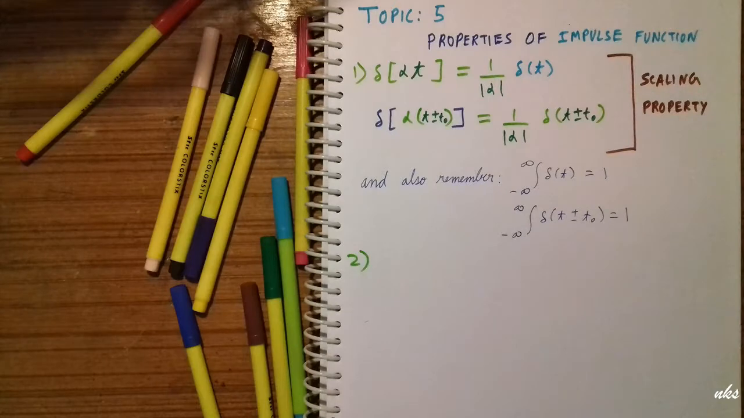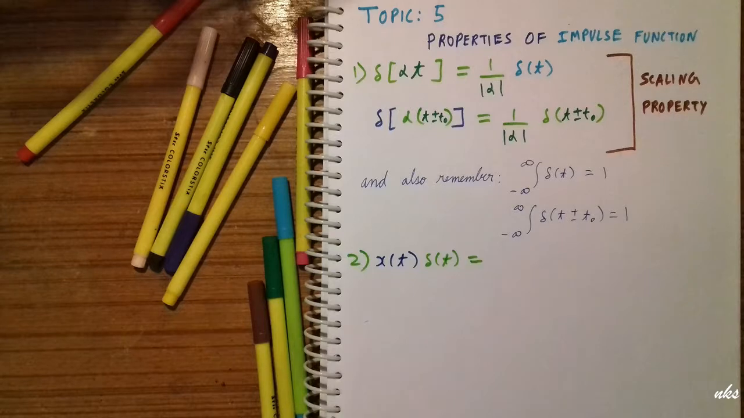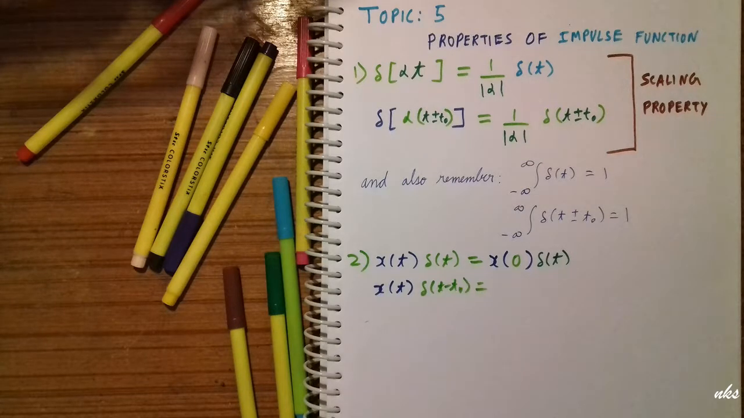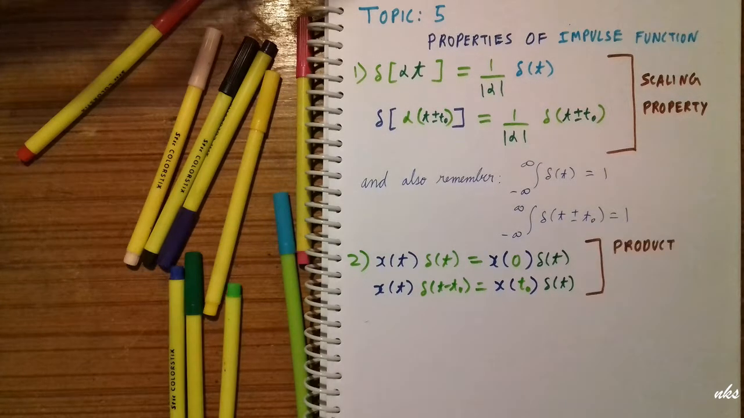Now the second property: x(t) into δ(t) is equal to x(0) into δ(t), and we can also say it like this: x(t) into δ(t − t₀) is equal to x(t₀) into δ(t). This property is known as the product property.